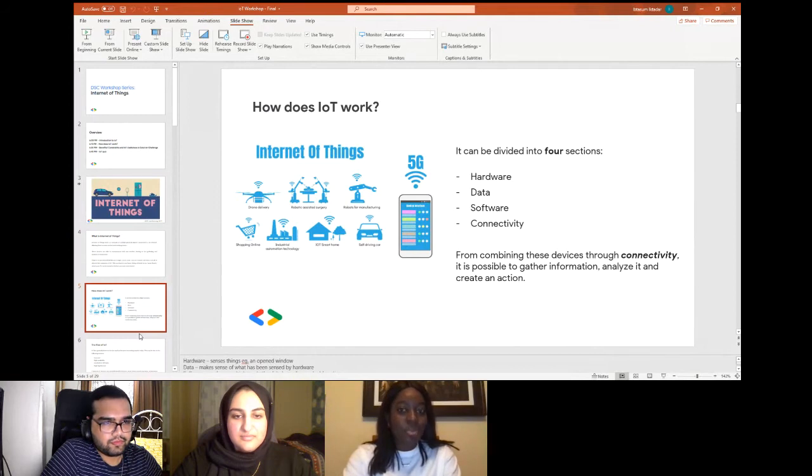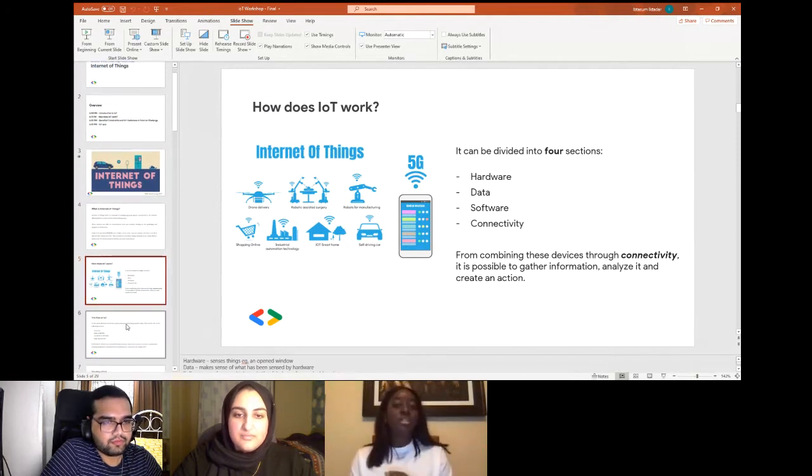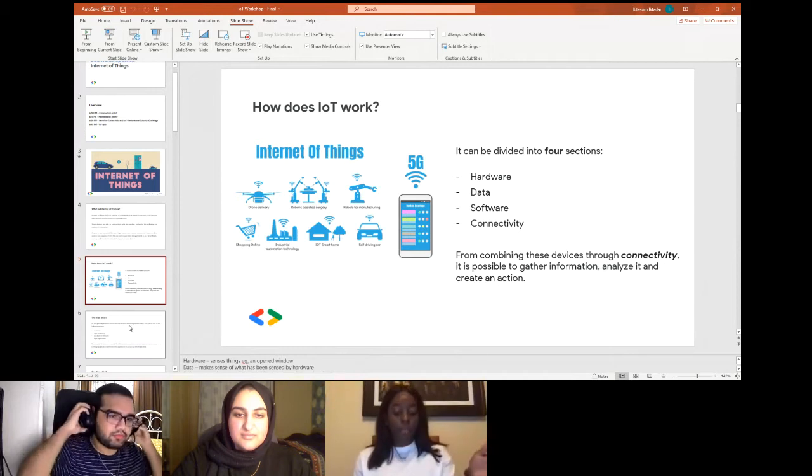Okay, sorry. So how does IoT work? Essentially, IoT can be divided into four different sections: hardware, data, software, and connectivity. Let's first begin with hardware. Hardware is basically what is used to sense something that's happening. It can be sensing a window that's opening, for example.